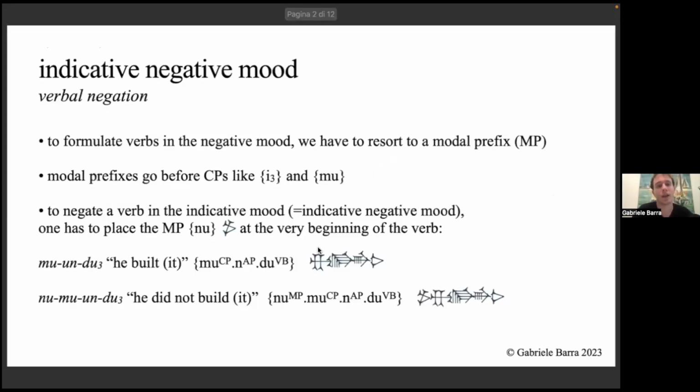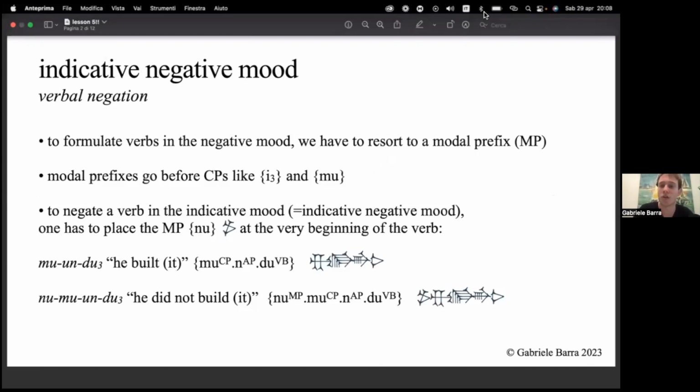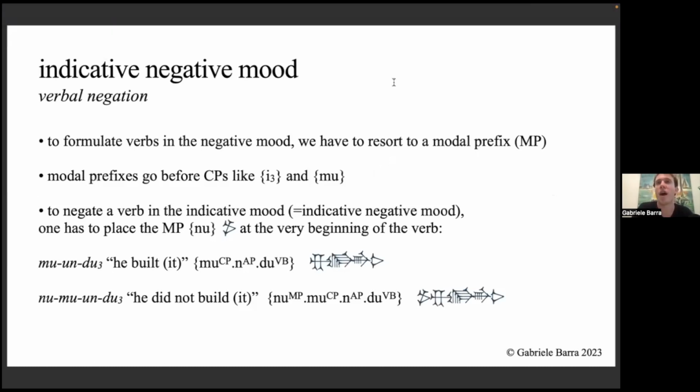So let's start talking about verbs again. So far, all the verbs we've been working with were in the indicative mood, but none of them was in the indicative negative. So we have not seen how to negate verbs yet. And today we're going to do just that. It's a very simple concept, and it happens to be very similar to how we do it in Italian and other Indo-European languages.